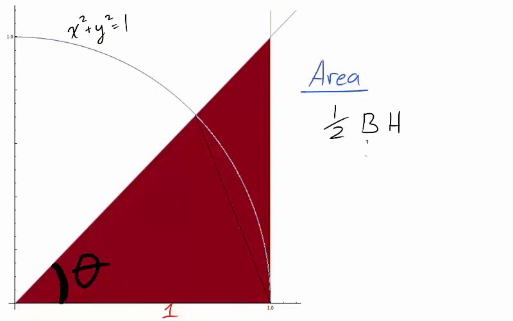We know that the base length is 1, but we haven't calculated the height. The height is opposite the angle theta, so we can use the tangent function. Recall the mnemonic device, SOHCAHTOA. Tangent is opposite over adjacent. As the adjacent side length is 1, the height length is tangent theta. Therefore, the area of the red triangle is 1/2 tangent theta.